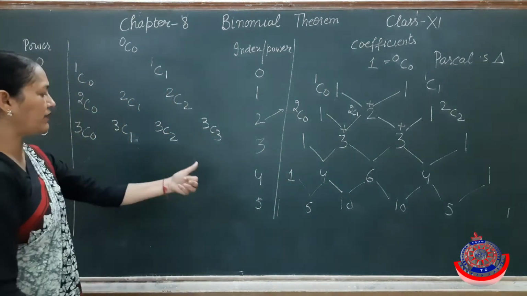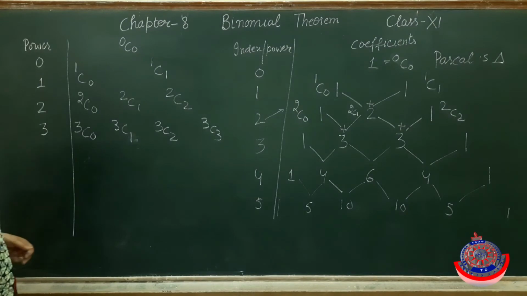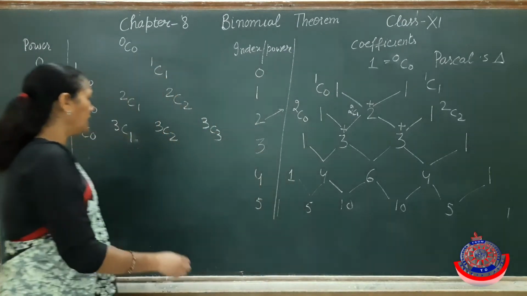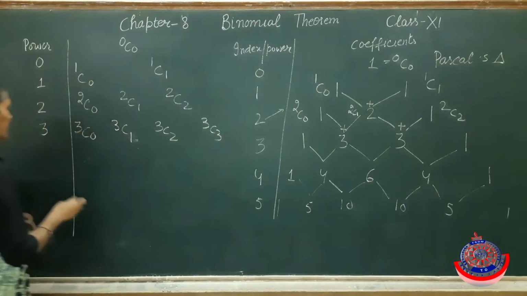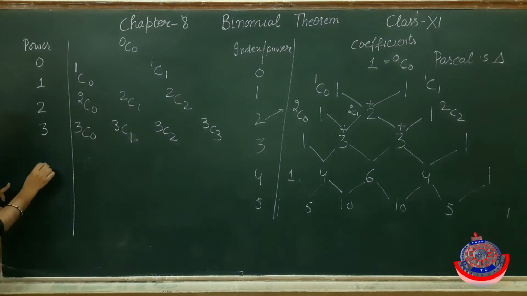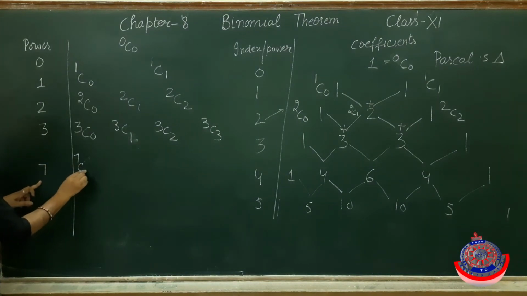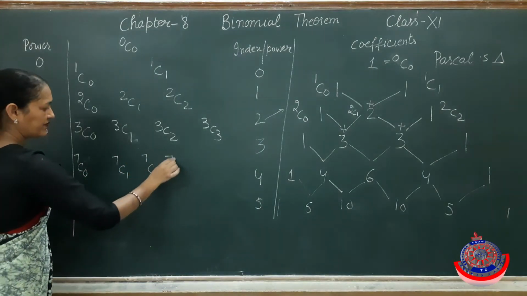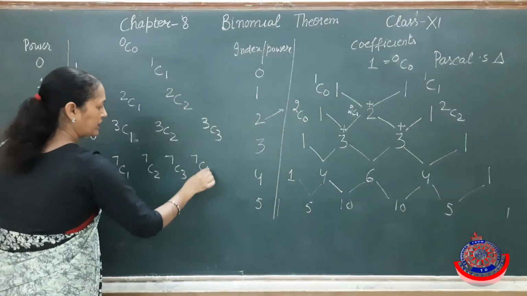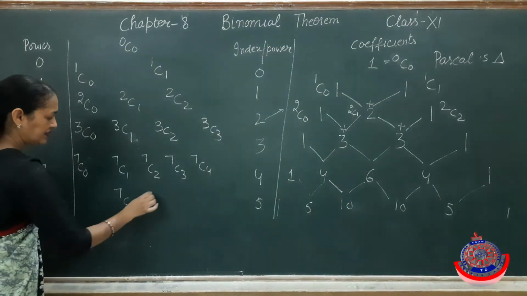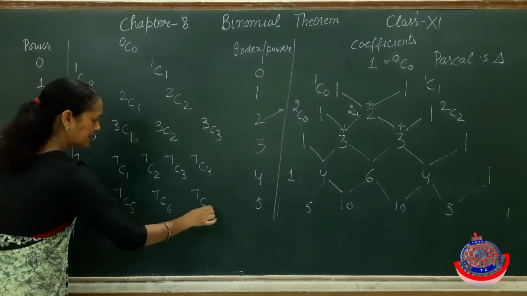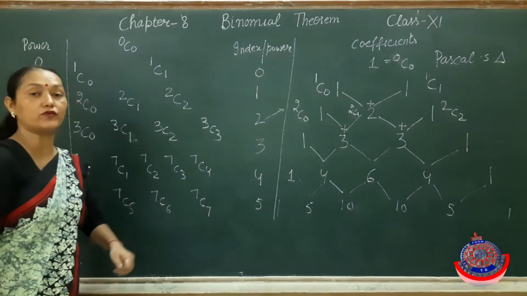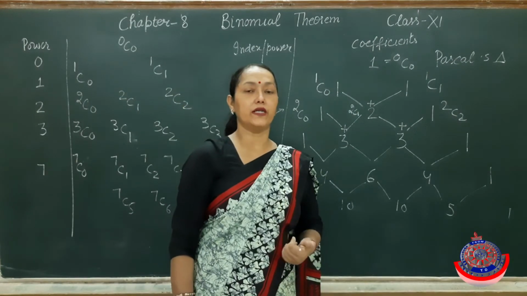Again for 4 we can write, for 5 we can write. So suppose now I want to write for power 7. Can we write it straight away? No need of completing this triangle. Straight away after 3, if I want to write for 7: 7C0, 7C1, then 7C2, 7C3, 7C4, 7C5, 7C6 and 7C7. Count the number of terms: 1, 2, 3, 4, 5, 6, 7, 8. I have told you that the number of terms should be 1 more than the power.